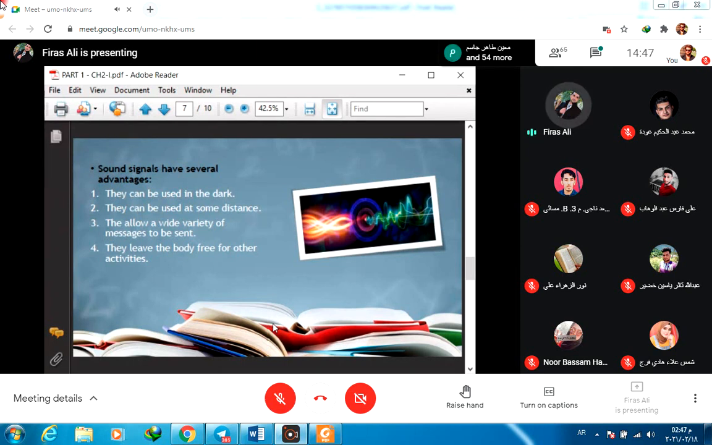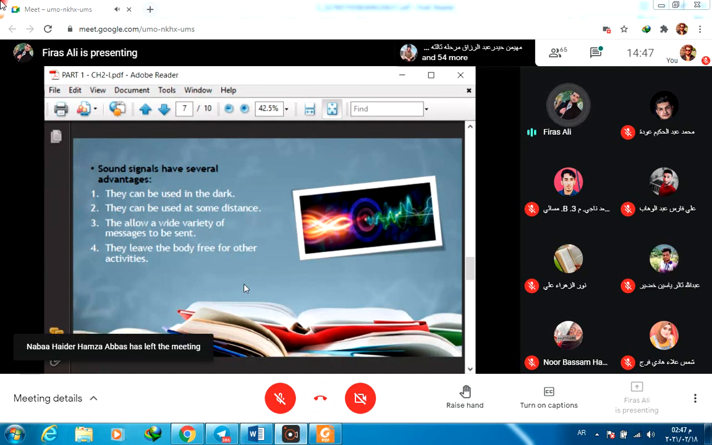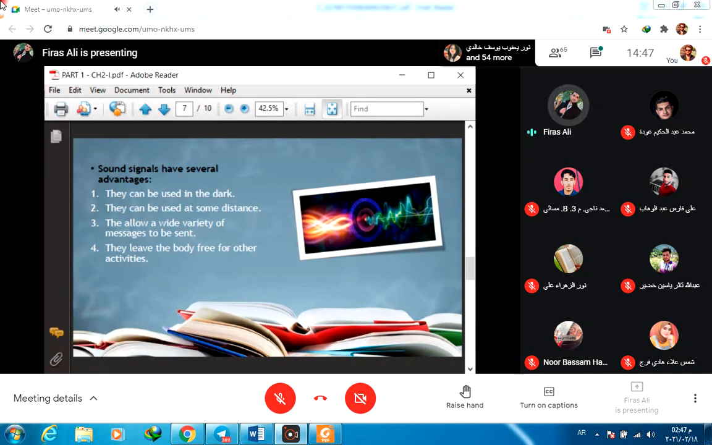Also, using sound signals allows a wide variety of messages to be sent. Remember, in duality, we combine phonemes together to make words and sentences. How many sentences can you make by using the sounds? We have 44 sounds in English, but how many sentences can we construct using only these 44 sounds? Millions of sentences. So how many messages can you send to others? Millions of messages. That's also a benefit of using sound signals.